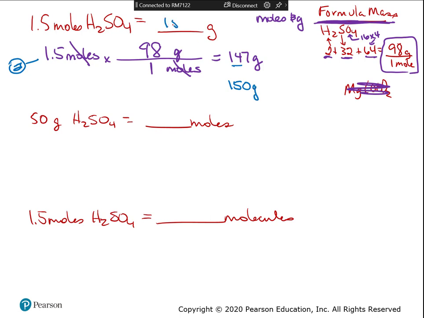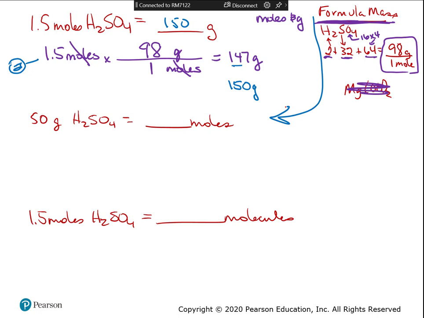150 grams. So let's look at this one. This one's still H2SO4, so it's the same compound, so I can use that formula mass. I see grams, I see moles. If you see grams and moles in the problem, then you know you need to use the formula mass. I don't have to recalculate it because it's the same one as the question above. So I can still use this one to solve it.